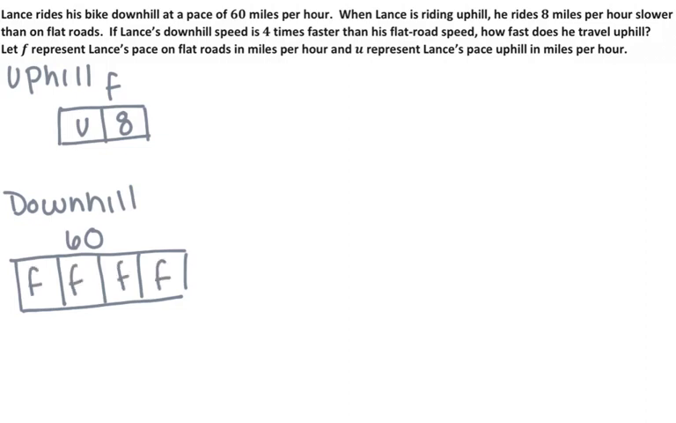So we're going to start by solving the equation for downhill. So 4F's is going to be 4 times F, or 4F, which is equal to 60. We want to get F by itself, so we're going to divide by 4. So F is going to be equal to 15.